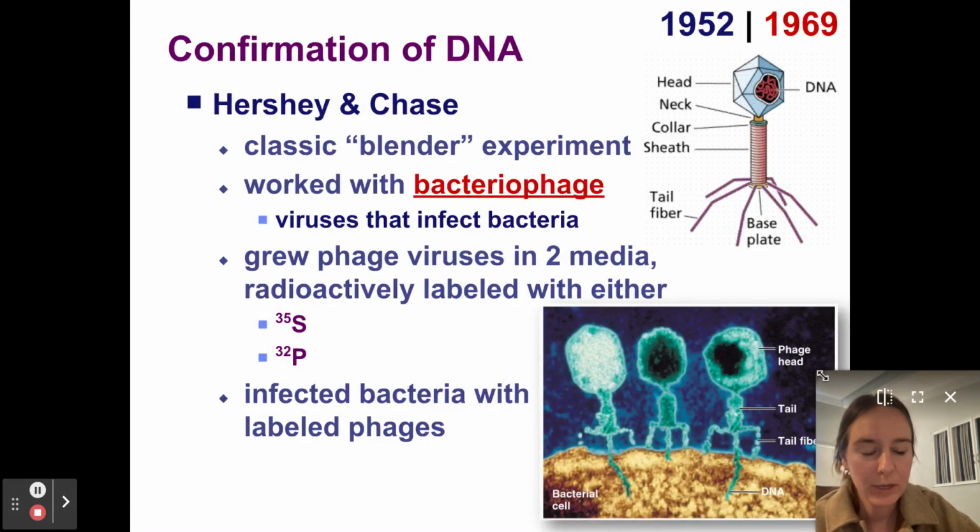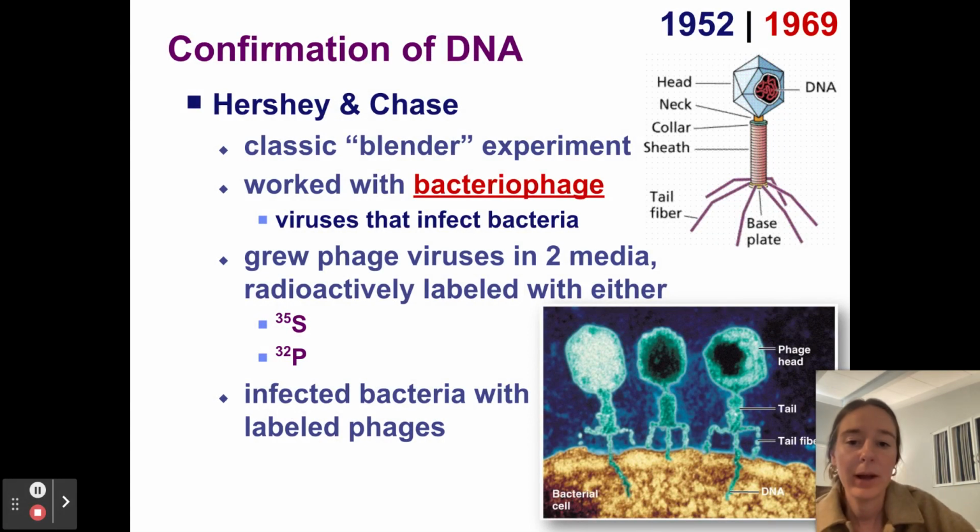All right. So again, one more experiment done by Hershey and Chase. We call this a blender experiment. And what happened here is we take this virus here called a bacteriophage. Phage means to kill, and bacteria. So these are bacteria killers. These are viruses, and they have this crazy shape here.